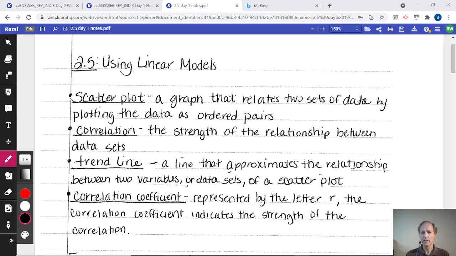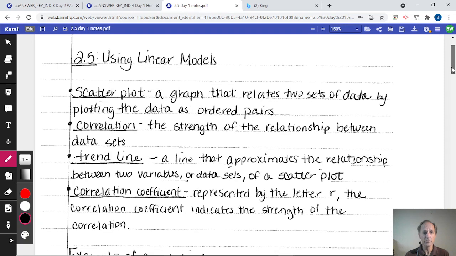So we're going to have to learn some terminology, as we often do. Here's some vocabulary that you should learn, memorize. A scatter plot is just a graph that relates two sets of data by plotting the data as ordered pairs. So we've been looking at ordered pairs of just numbers that we just make up, but this data can come from the real world, and you can plot the data as ordered pairs on a graph. We call it a scatter plot because it's not going to actually be a line or anything. It's just going to be a bunch of dots on the plane. You'll just graph each point.